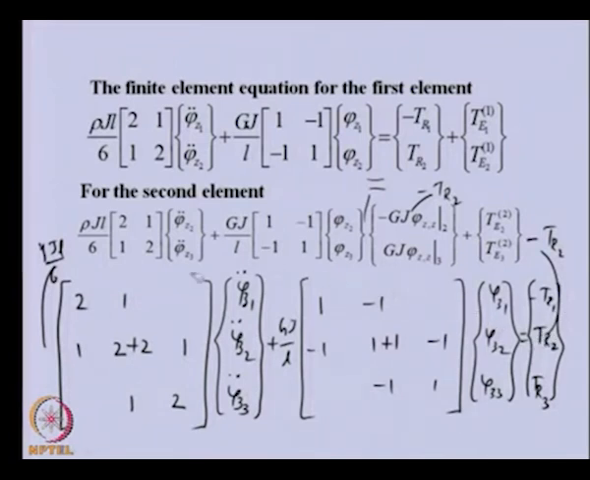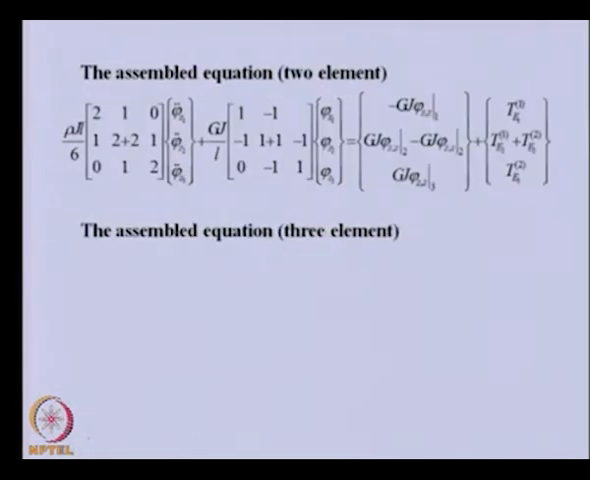So this is the assembled form of the equation of elements 1 and 2, and the same thing I have written here. This is the assembled mass matrix, this is the assembled stiffness matrix, and these are the internal torques. Basically these are nothing but TR1, and these are TR2 and this one is TR3. These are the external torques. This corresponds to element 1 and this corresponds to element 2.